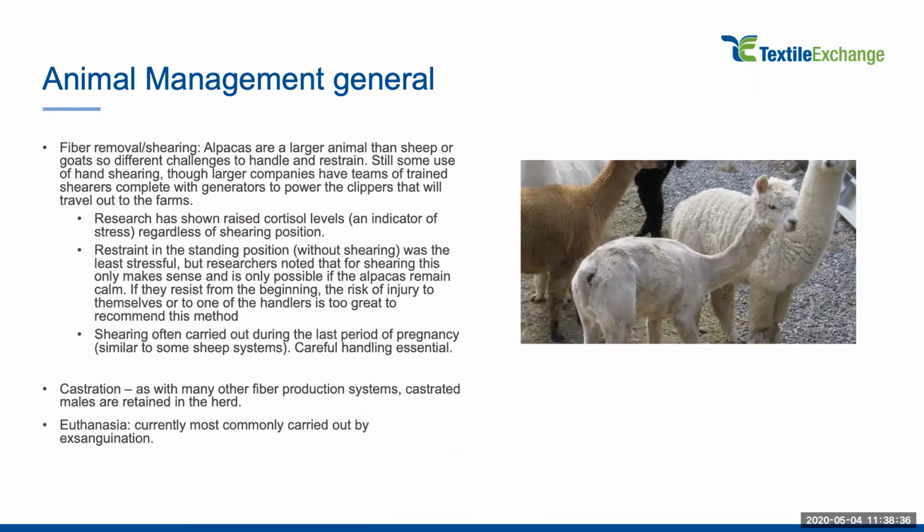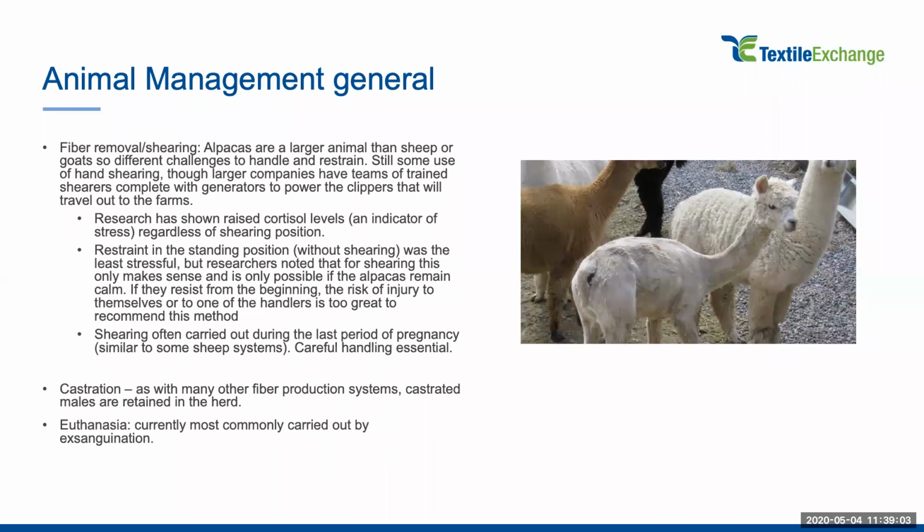Then with other points under the animal management topic, as I mentioned, castration, and as with many other fibre production systems, castrated males will be retained because they are still producing fibre each year. So you get some systems which are more dual meat and fibre, where it can be a different scenario, but there will be a certain population of castrated males in a herd.